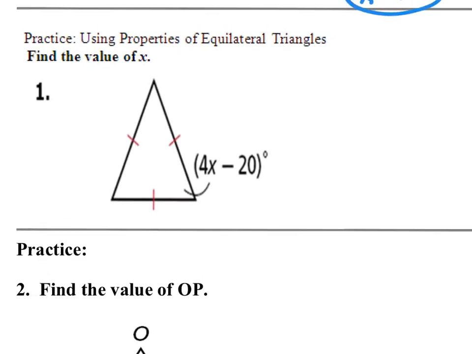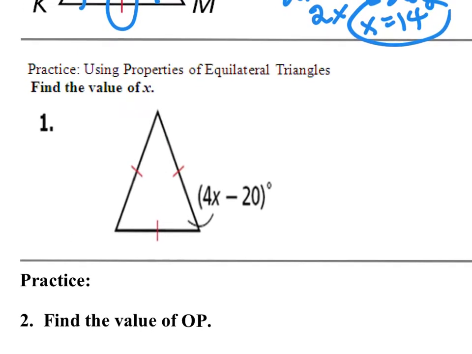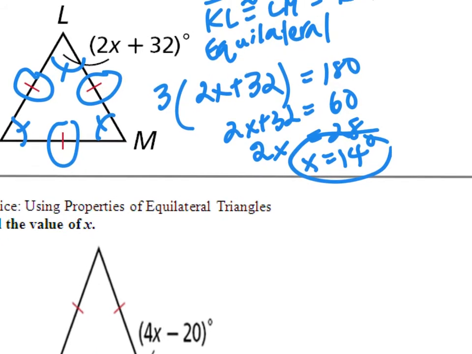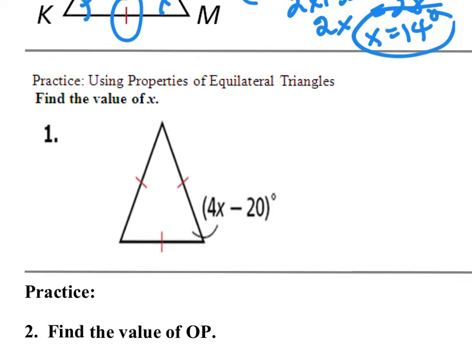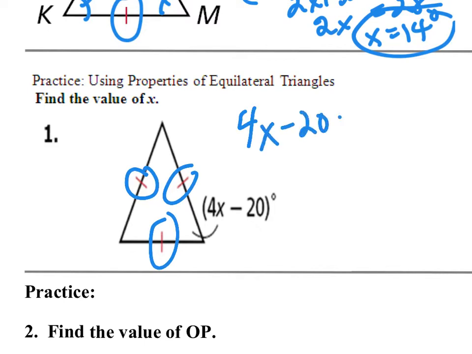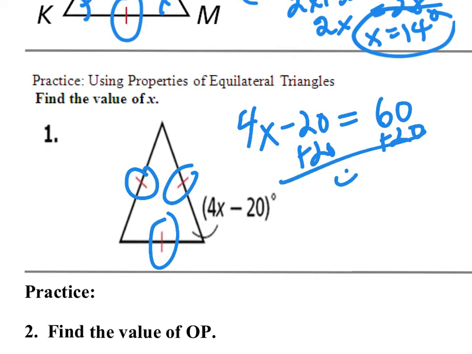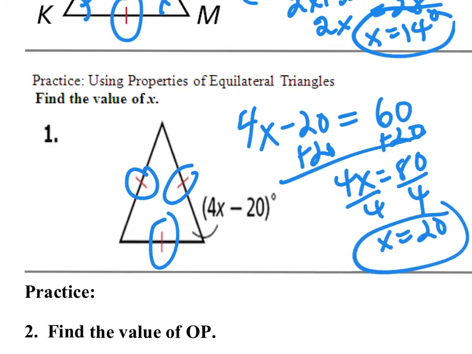So practice problem. Once again, I'm using my properties of equilateral triangles. I'm actually going to use this second step where I have 2x plus 32 equals 60 as a shortcut, right? So I know that this angle measure should really equal 60 degrees because I have an equilateral triangle as denoted by my tick marks. So I'm just going to set this angle measure 4x minus 20 equal to 60. I'm going to solve for x, right? So I'm going to add 20 on both sides using my inverse operations. I get 4x equals 80, divide by 4 on both sides, and I get x equals 20, and I'm done.